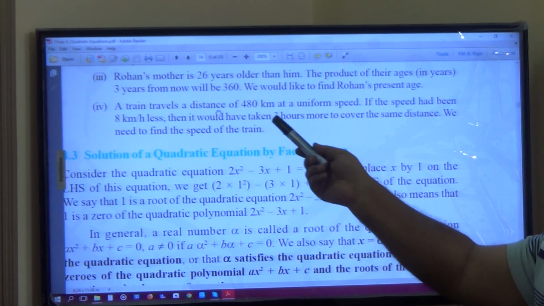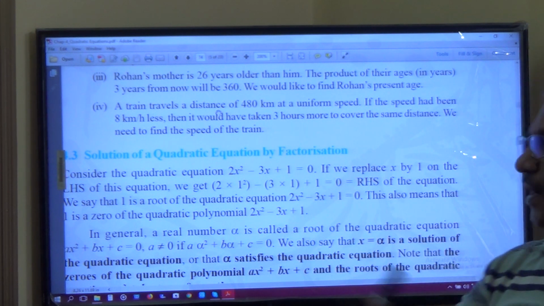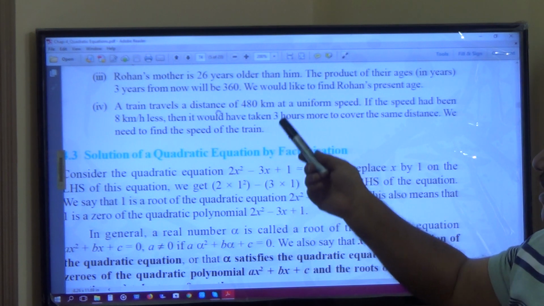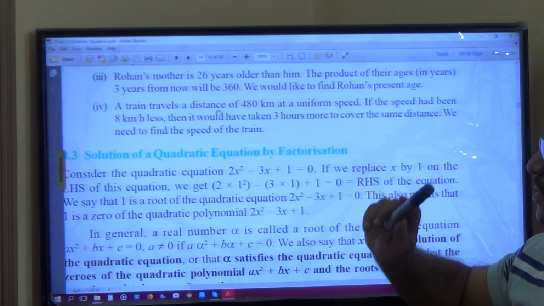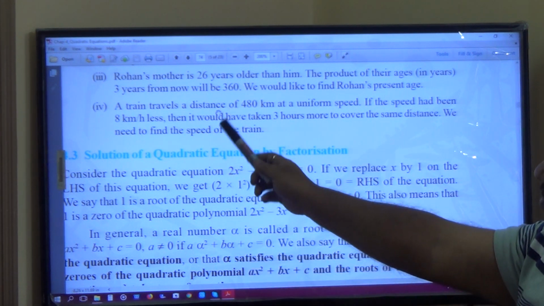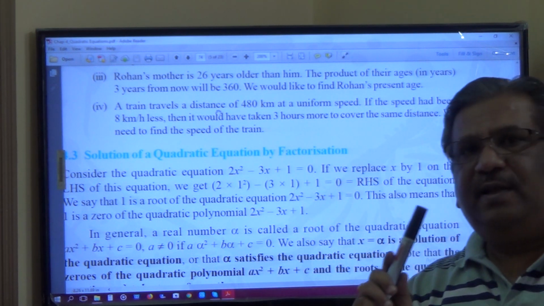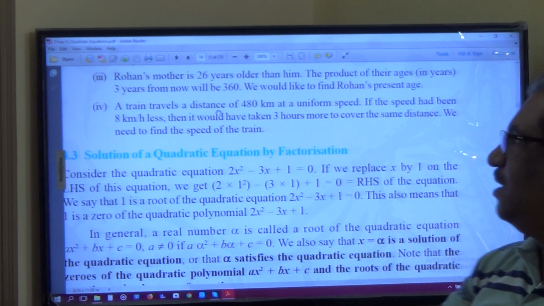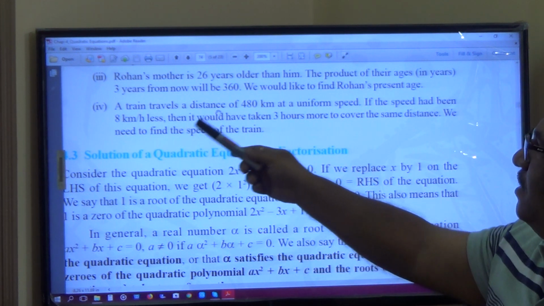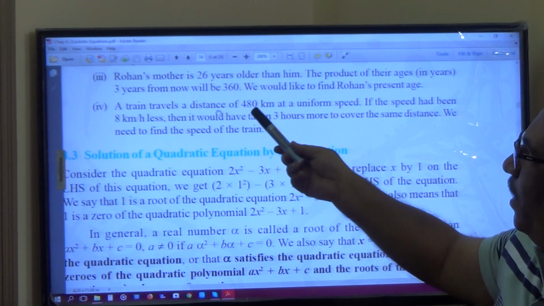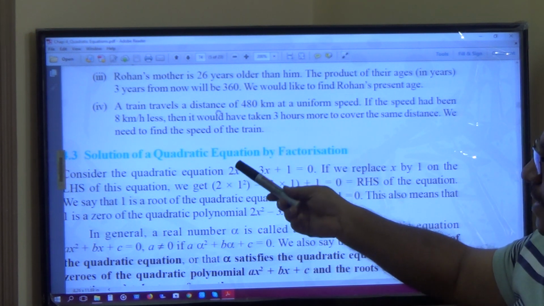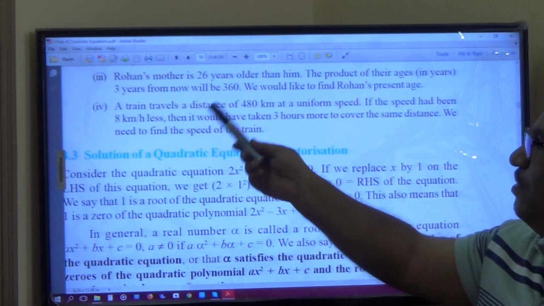Here the time difference is given, isn't it? If the speed is changed, the time difference in reaching the destination is 3 hours. So what we have to do is equate the times. If x is the speed of the train, then what is the time to cover 480 km with x speed? 480 by x. Distance over speed gives time.